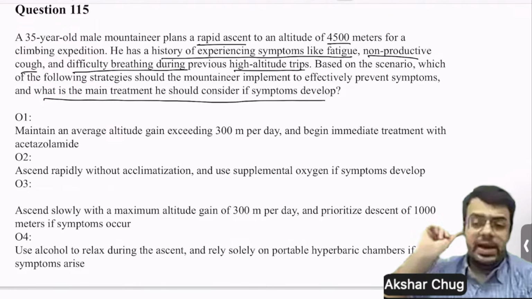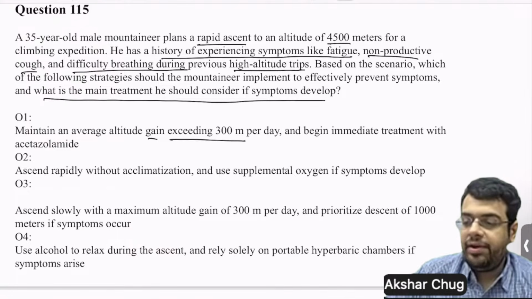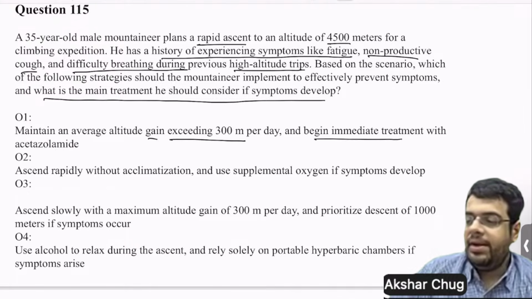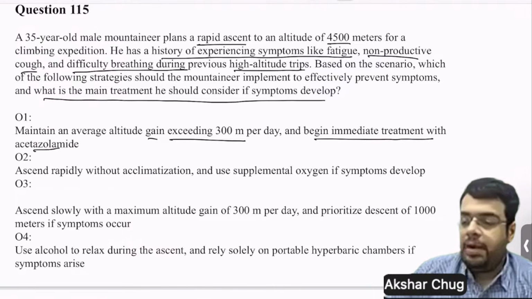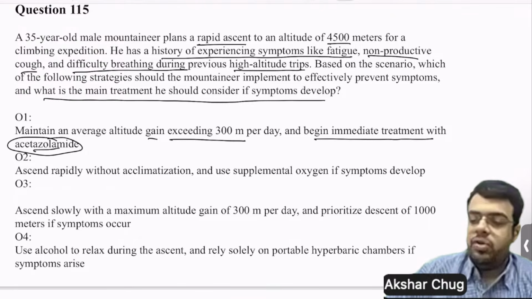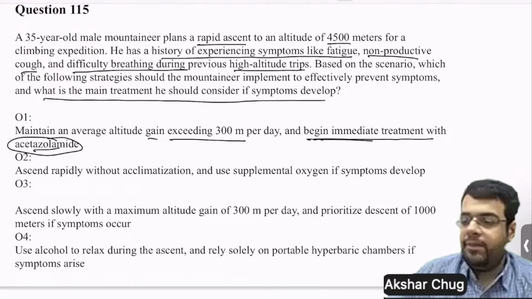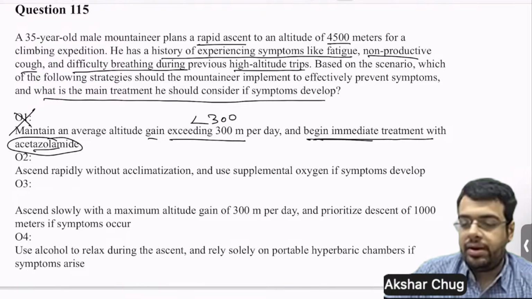So let's read the options. Maintain an average altitude gain exceeding 300 meters and begin immediate treatment with acetazolamide. The last part is correct, but acetazolamide will take time to start working, so it will not begin the mechanism immediately. Also, we should gain less than 300 and not more than 300. So option 1 is incorrect.